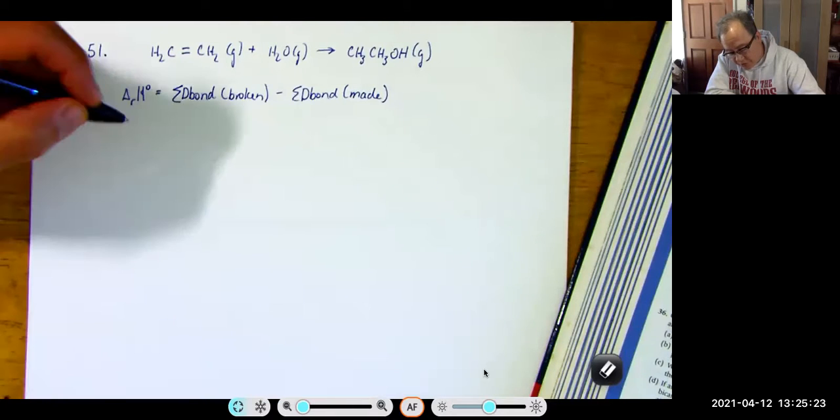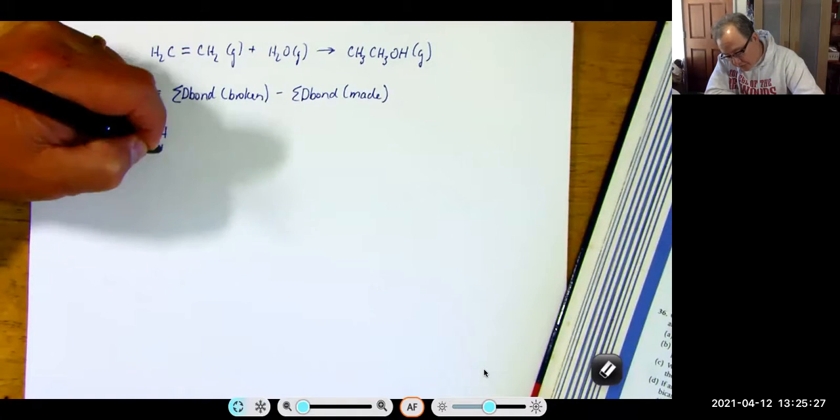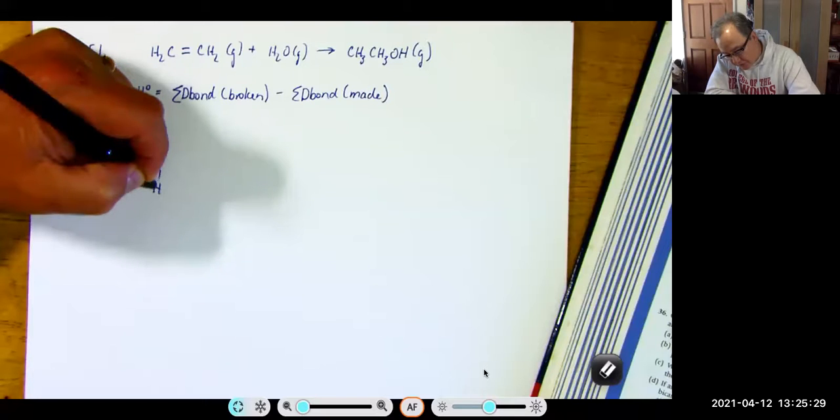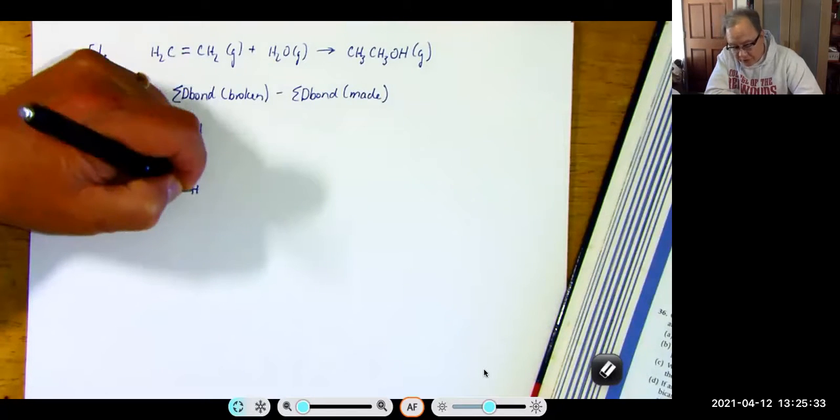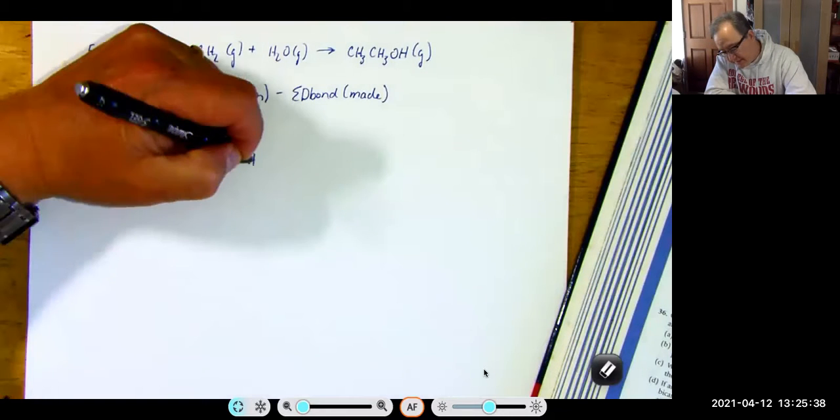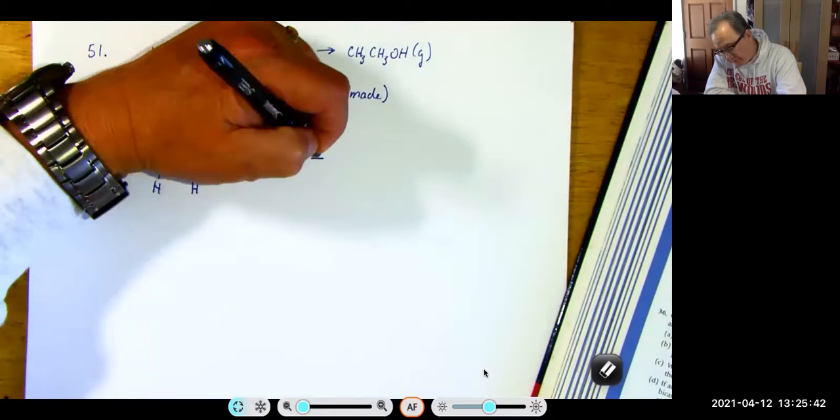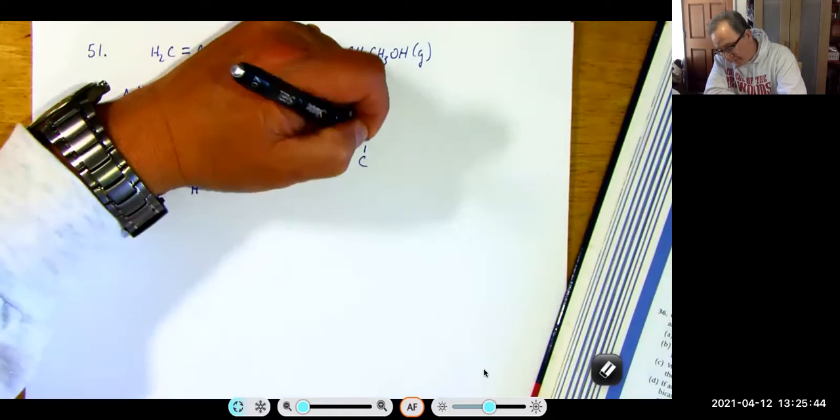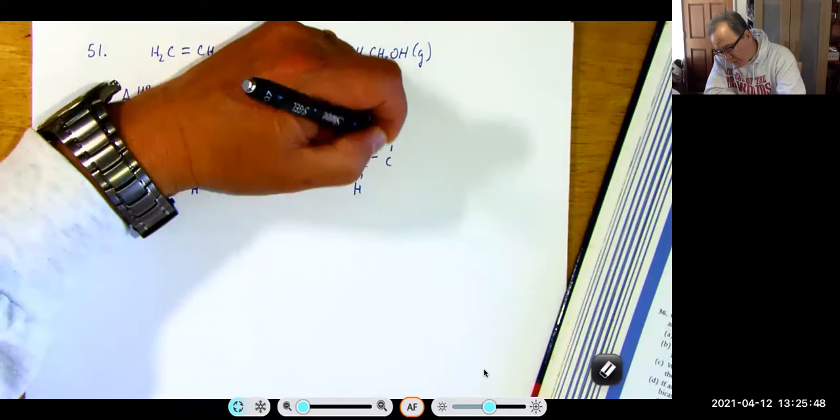Okay, so to do this problem, you have to have a Lewis structure. If you don't have a Lewis structure, you're not able to do it. So here's the Lewis structure for ethene. Here's the Lewis structure for water. And here's the Lewis structure for ethanol.